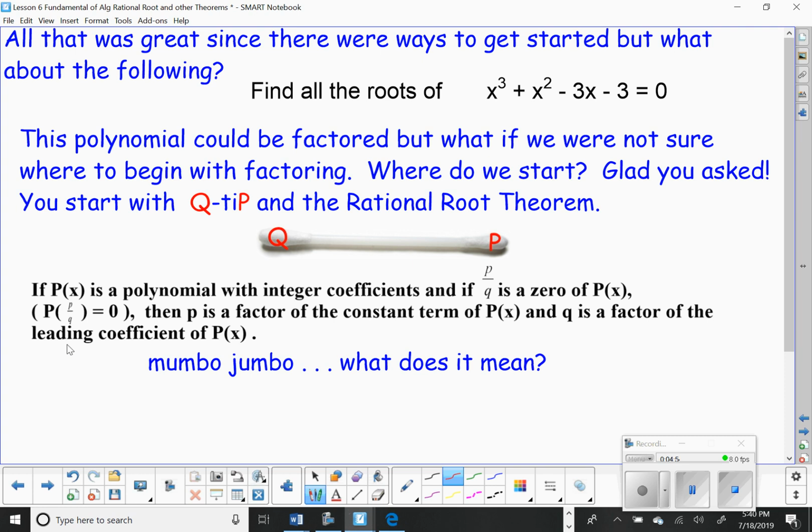Q-tip. And then here, this is the rational root theorem in math speak. Read it. Ooh, mumbo jumbo. What does it mean? Well, let's see.